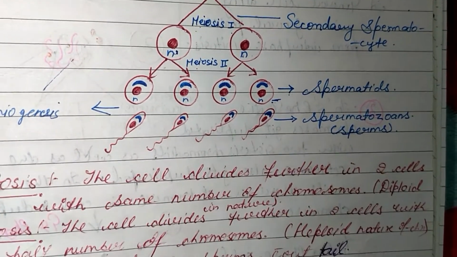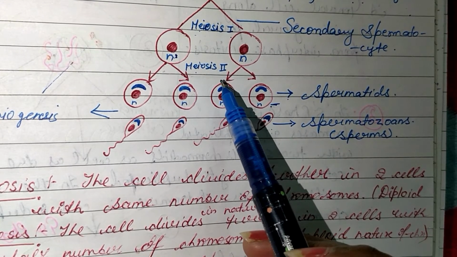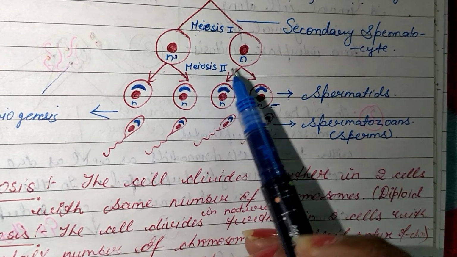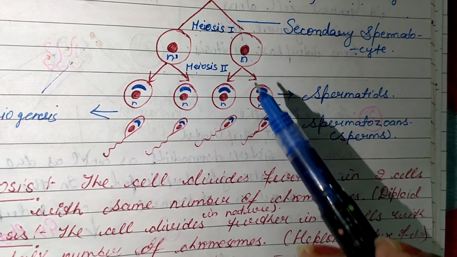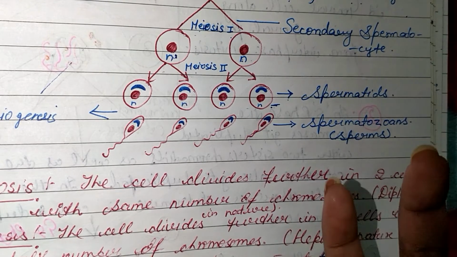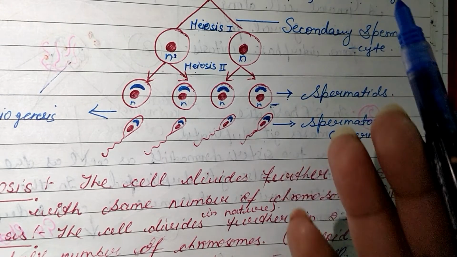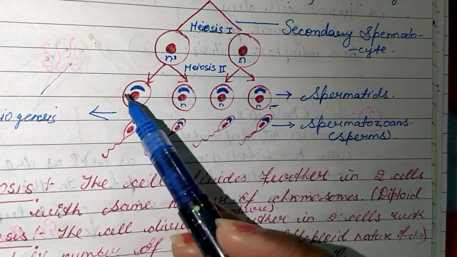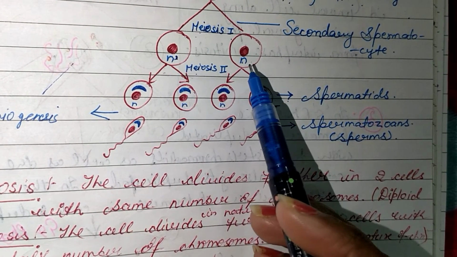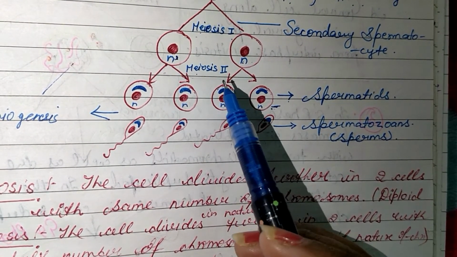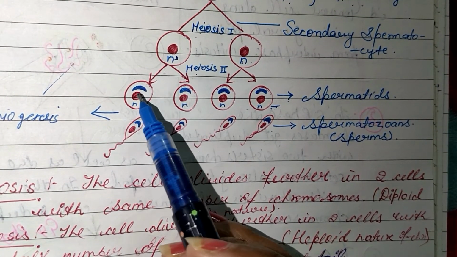After that, from each cell the second stage of meiosis will start, and two cells will again be produced from each. As we know, in meiosis the cell divides into two cells and the number of chromosomes becomes half. So four cells will be produced from the previous two cells with the help of meiosis 2, and the number of chromosomes will be haploid, or half of the previous one.